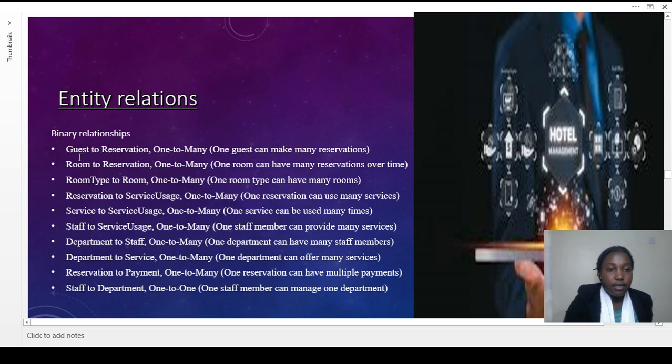A guest can make one or many reservations. So we have guest to reservation, that's one to many. A guest can make more than one reservation. One room can be reserved more than once, so one room can have many reservations over time. Then room type to room is a one to many. So one room type can have many rooms. Maybe like having a deluxe, it can have very many rooms. You can have like 4 rooms on the same level which are deluxe. Reservation to service usage: one reservation can use many services, and so on.